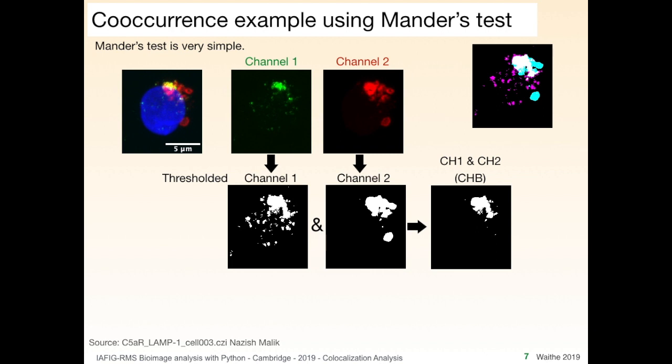If it's black in the first and white in the other, it's still black in the output. But if it's white in both, then the pixel is foreground in each, it's common in both, and you get a pixel here. If we then take this and overlap them, you can see that we have our channel 1 in magenta, our channel 2 in cyan, and then the AND bit, where they're both positive, is displayed as white. Okay, so these are the three things that we need to calculate the Mander's test.